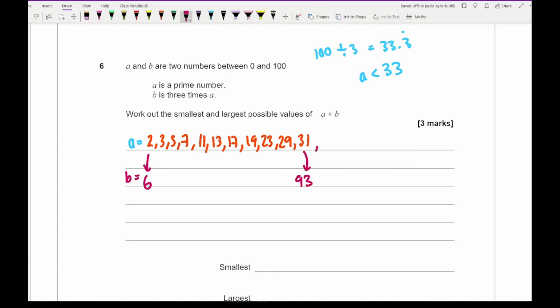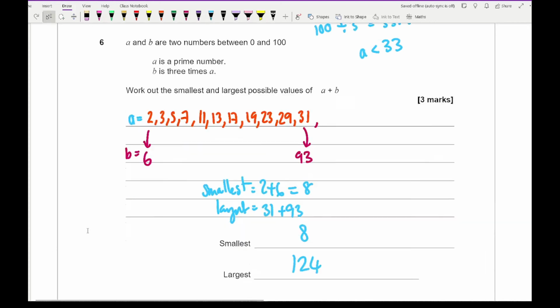Because if A was the next prime number, which is 37, then B would be a 3-digit number, which would be 111. And that wouldn't work. So in terms of this, to find the smallest possible number, it's going to be 2 plus 6, which is 8. And to find the largest number, it's going to be 31 plus 93, which is 124.